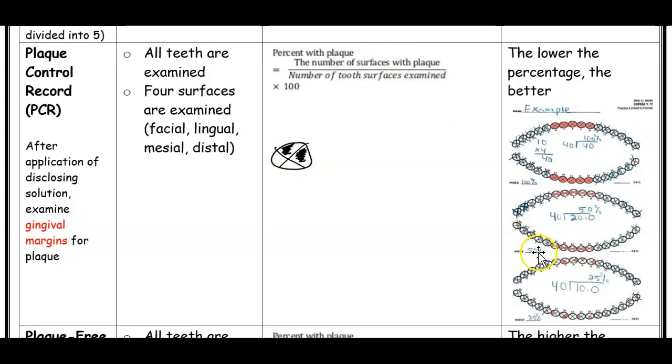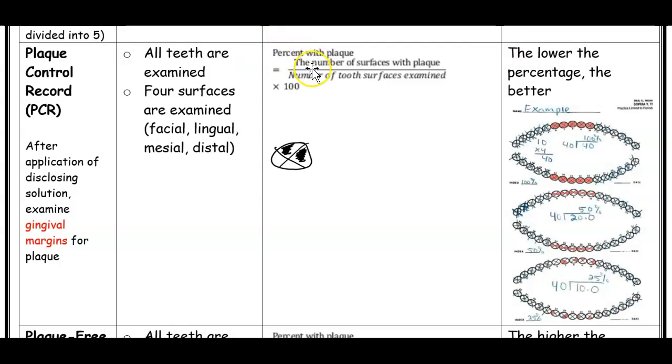So let's do an example here. I know in this example they didn't use any molar posterior teeth, but we're going to assume they used the entire dentition to assess the plaque control record. Let's say hypothetically, though this is really rare, that when you look at someone's mouth, you saw no plaque in the posterior teeth, but lots of plaque in the anterior teeth. In fact, everywhere, the facial, lingual, distals, and mesials all had plaque. So how do you calculate the plaque control record?